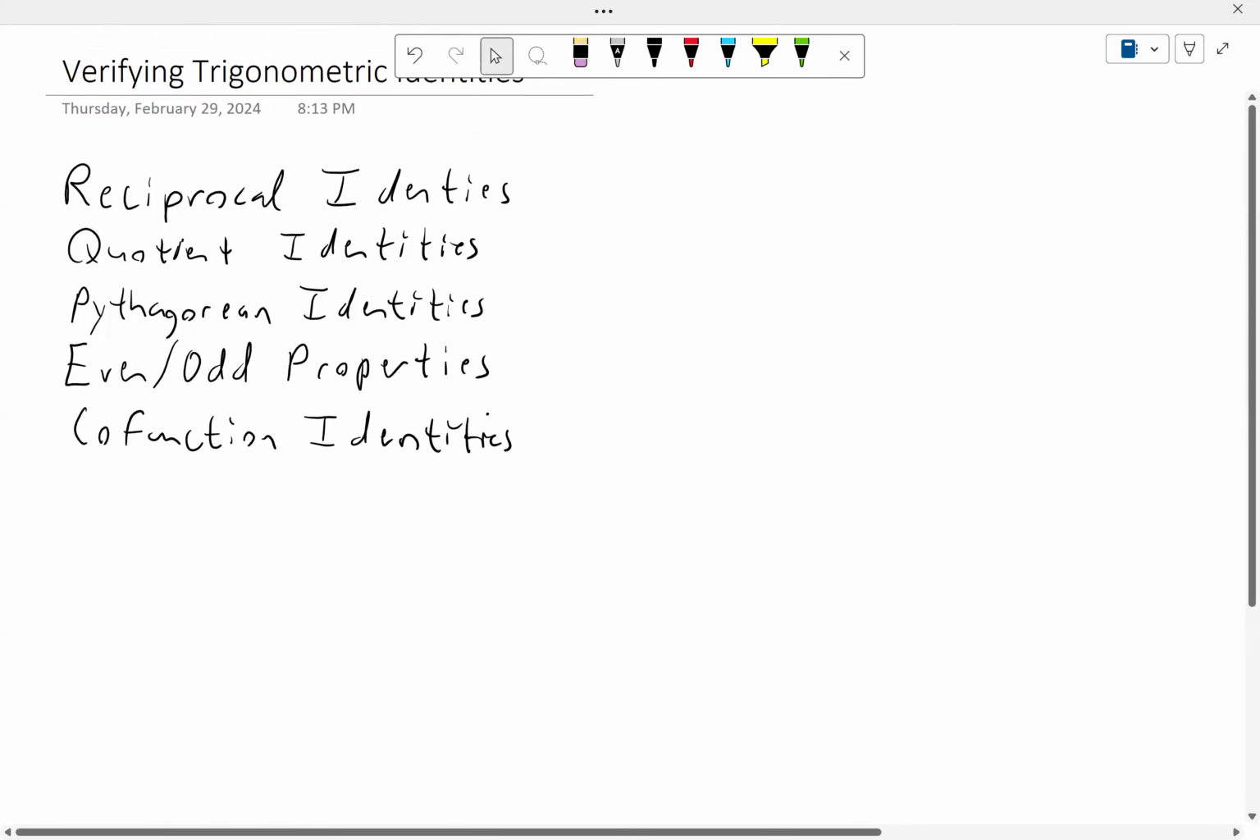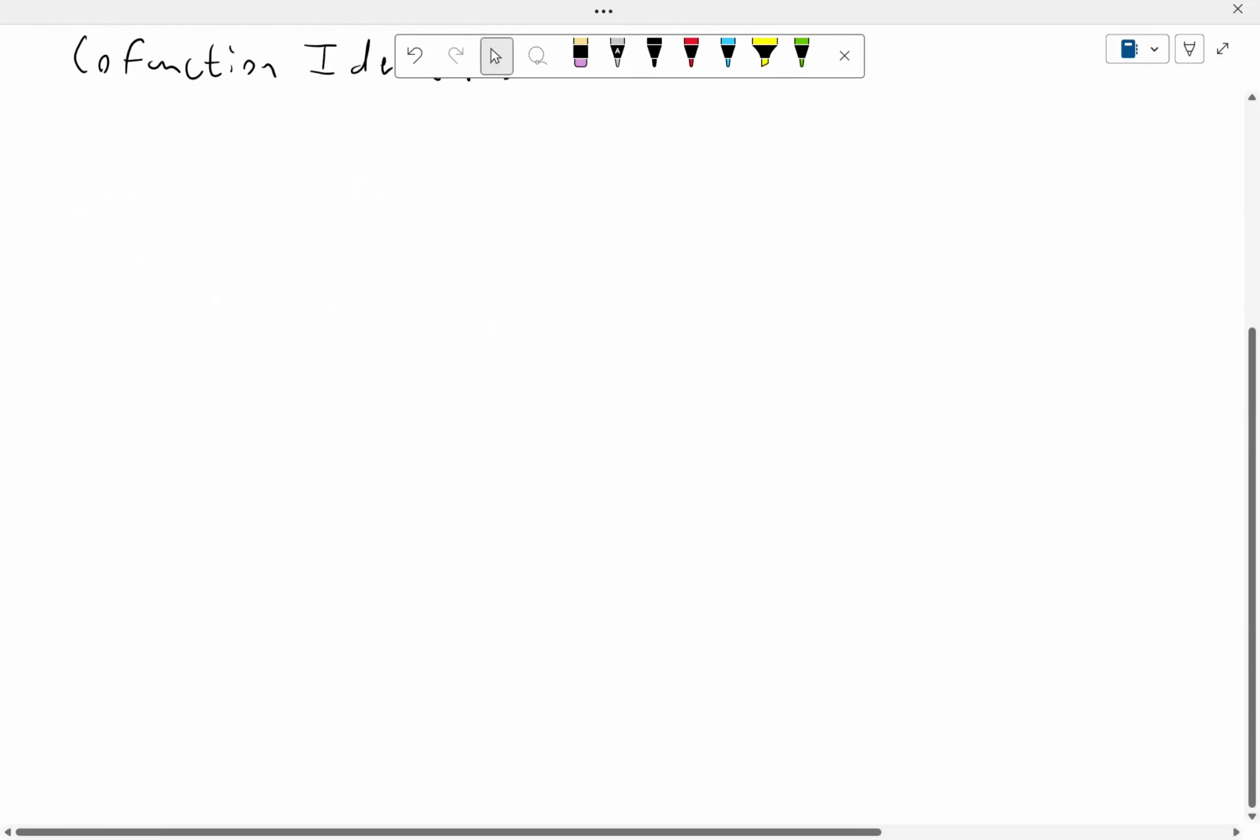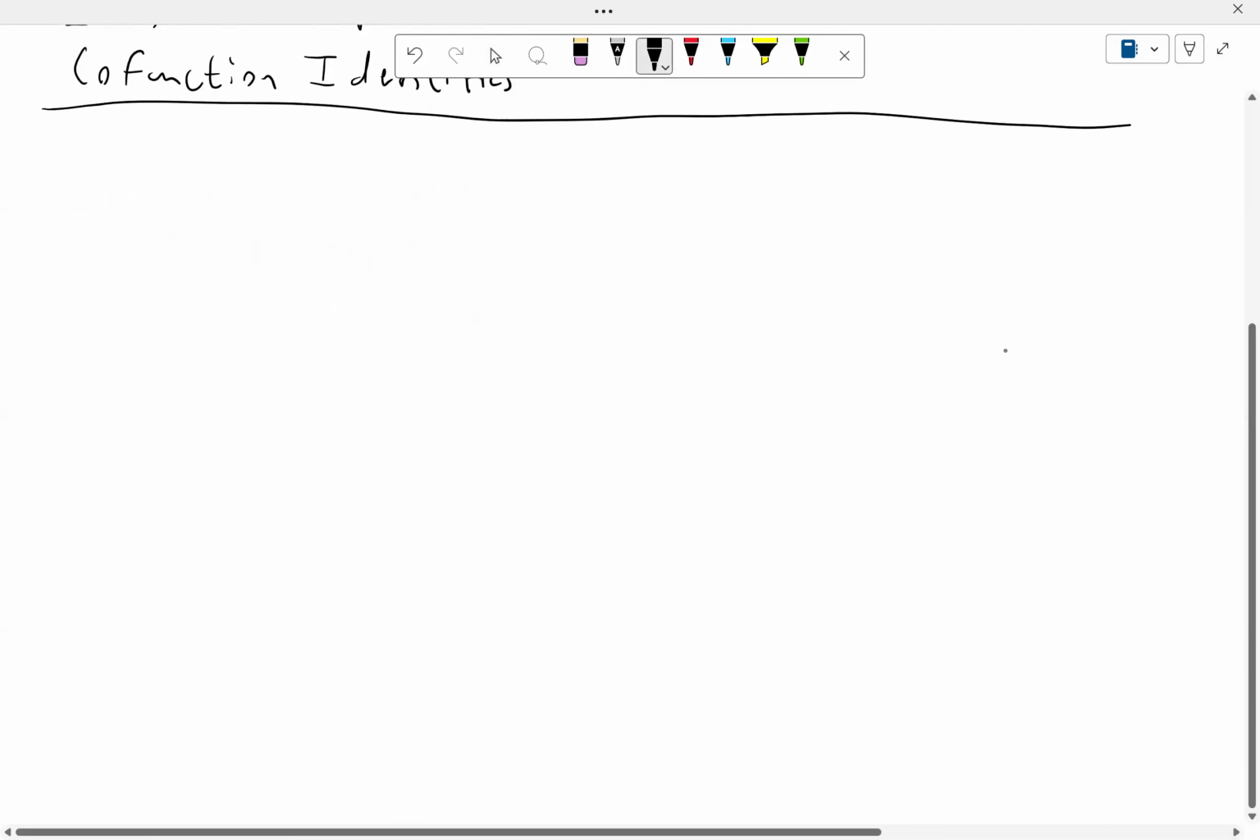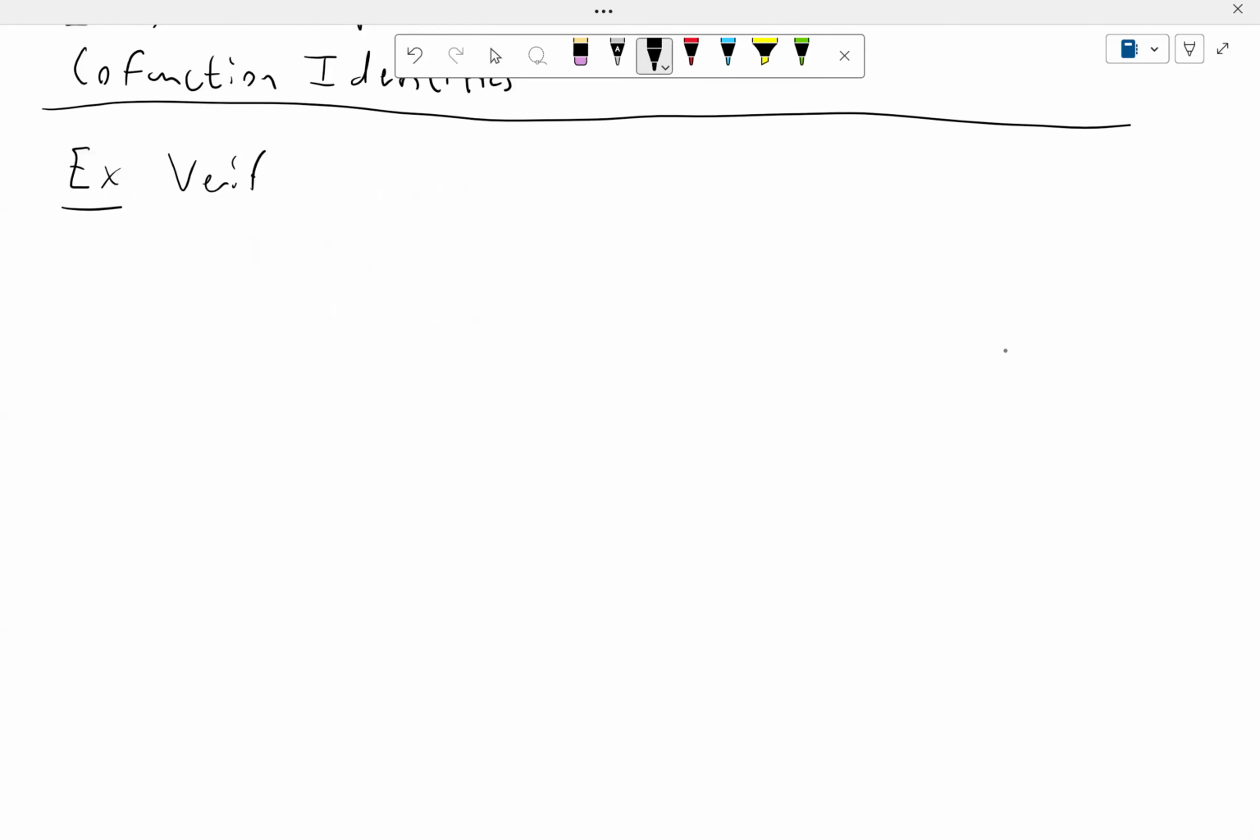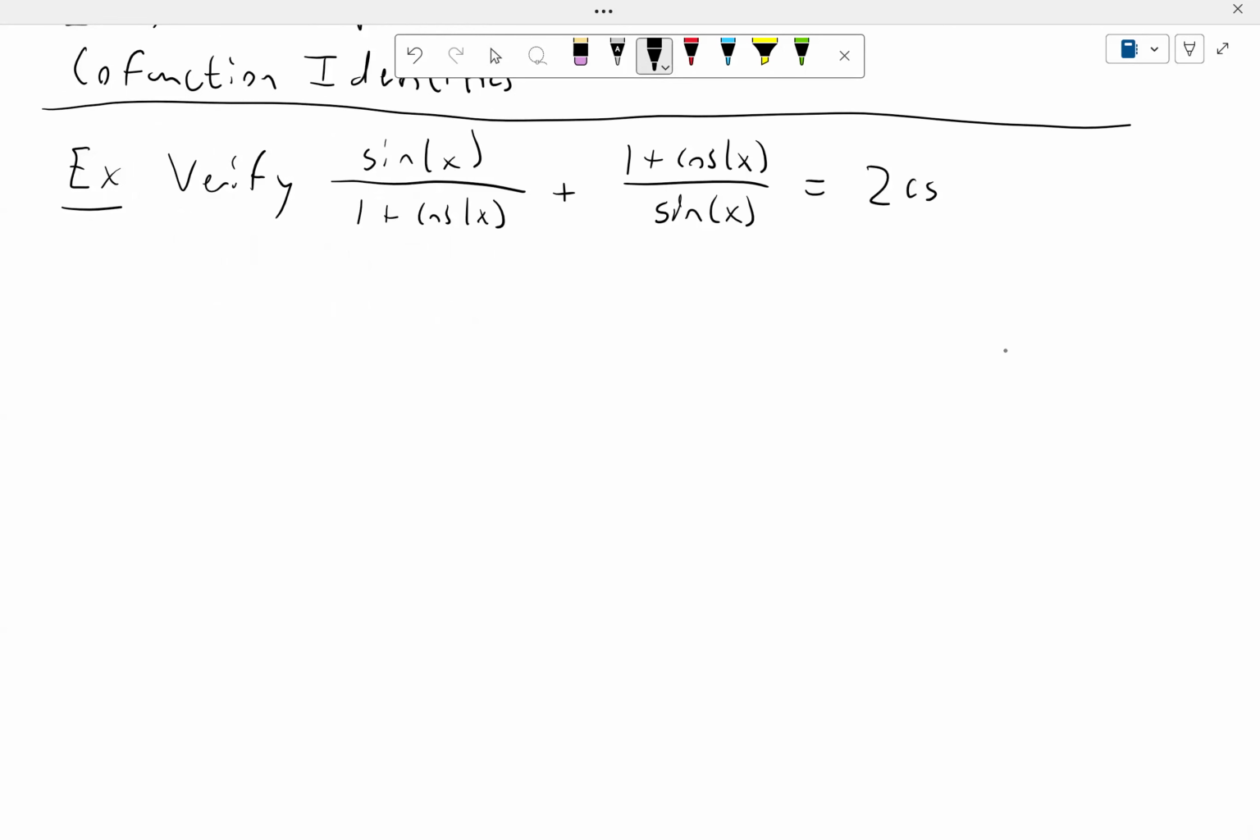Now, today we're going to be talking about some lesser known identities, right? Things that aren't very common, and we're going to try to prove that they're true, basically. So, for example, let's verify the following. Let's verify that sine of x divided by 1 plus cosine of x, plus 1 plus cosine of x divided by sine of x, is actually going to be equal to 2 cosecant of x. Okay. So we're going to verify that this is true.